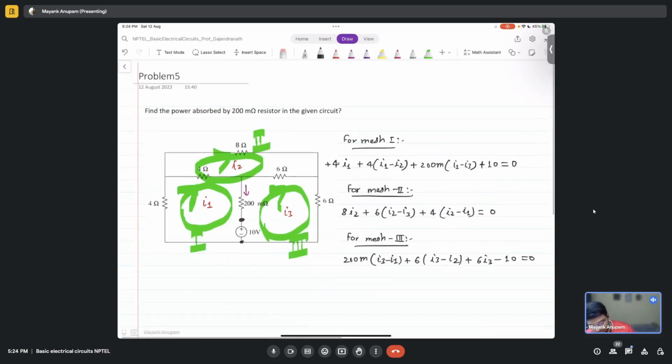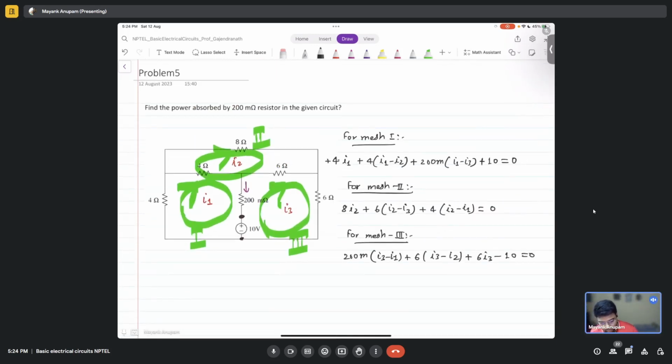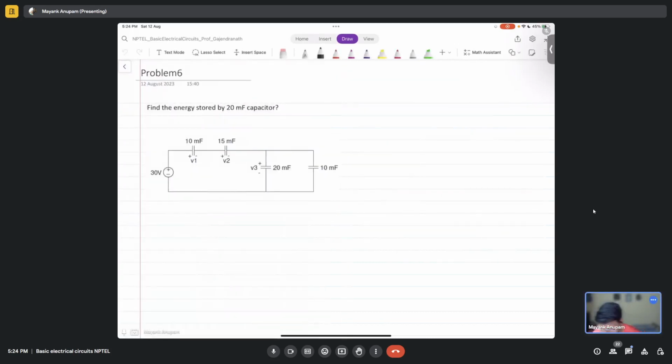So when you solve all these three mesh equations together, you will be able to find the currents I1, I2, I3. And tell me, what will be the current flowing through this 200 milliohm in this direction? I3 minus I1. Yes, it will be I3 minus I1. So when you find all the mesh currents, you can simply find the current through this 200 milliohm resistor by doing I3 minus I1. Okay, moving forward to problem 6.